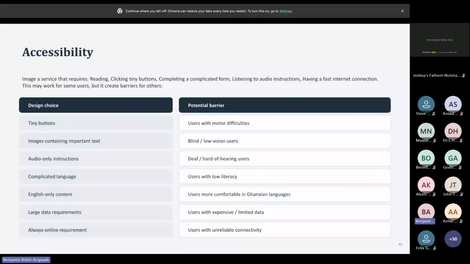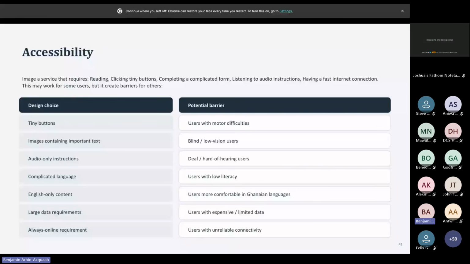Right? Then you have images containing important text. Then blind or low vision users may have a challenge using it. Then audio-only instructions. If you have a product that has only audio instructions, you know that people that are deaf or hard of hearing won't be able to benefit from it. Right? Won't be able to benefit from it.